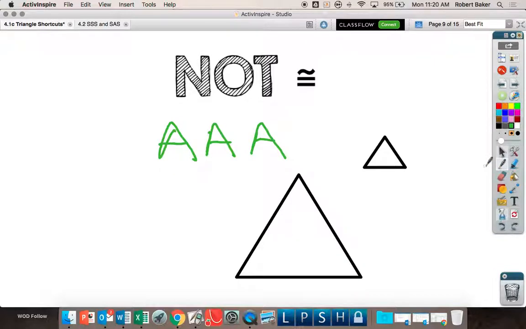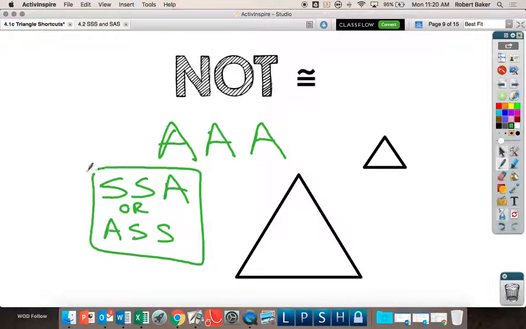And SSA is not a congruency shortcut. Or if you read it backwards, you get the other word, ASS. Okay. So here's why ASS doesn't prove anything, okay? Let's just watch this.